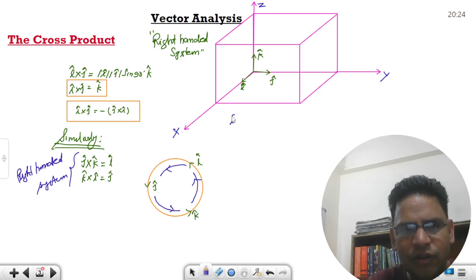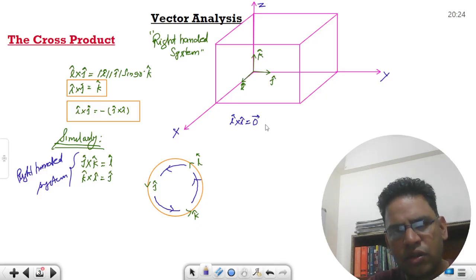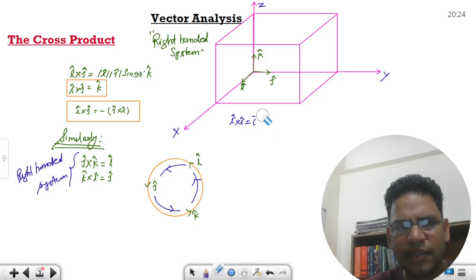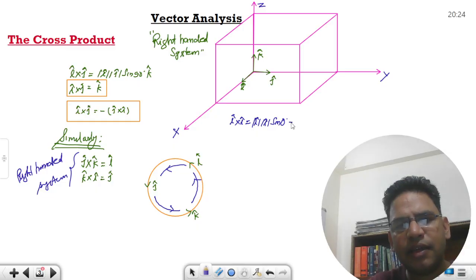Interestingly, if you were to find out, let's say i cross i, you are going to get a zero vector. Why is it so? Because i cross i is magnitude of i times magnitude of i times sin of the angle between i and i, which is 0 degree. They are parallel vectors, and n cap direction, but कोई direction है नहीं. It is going to be zero vector. So i cross i is by definition zero vector. Similarly, j cross j is also zero vector. k cross k is also going to give you zero vector. Why? They are parallel vectors.